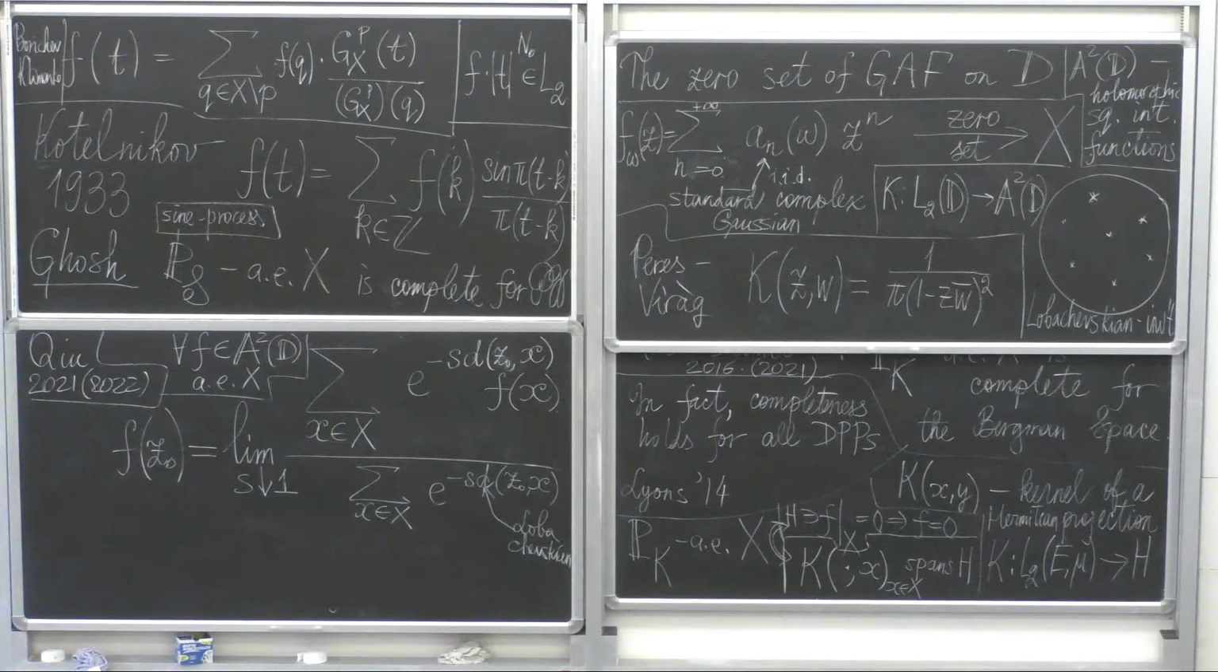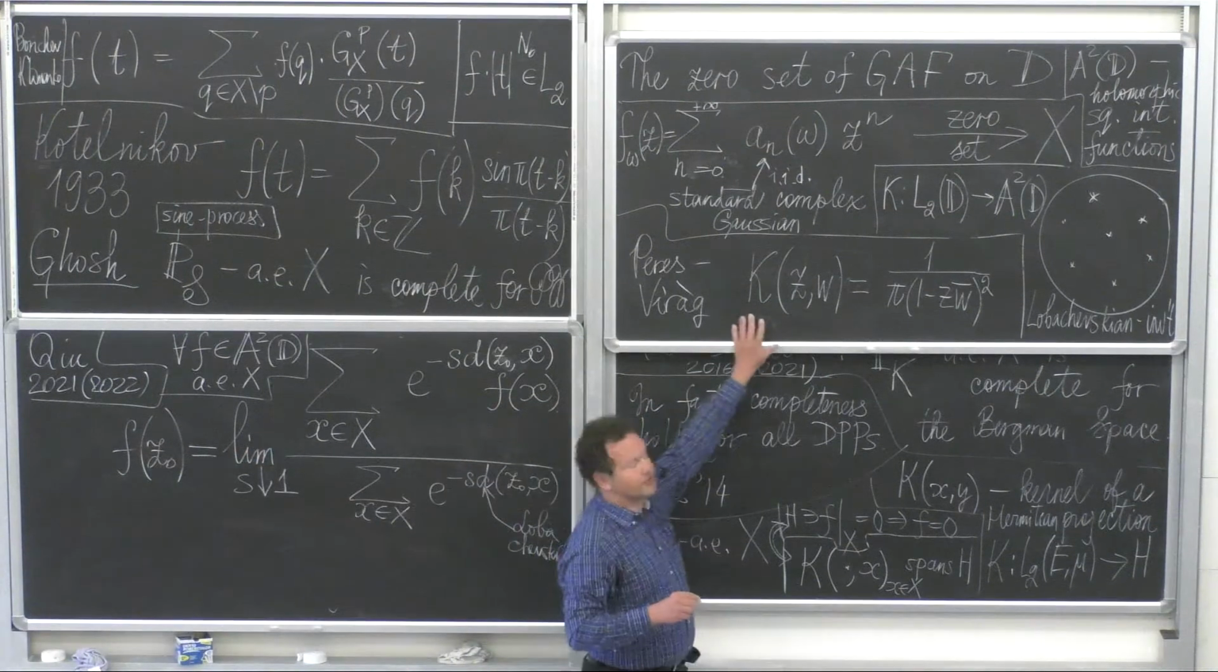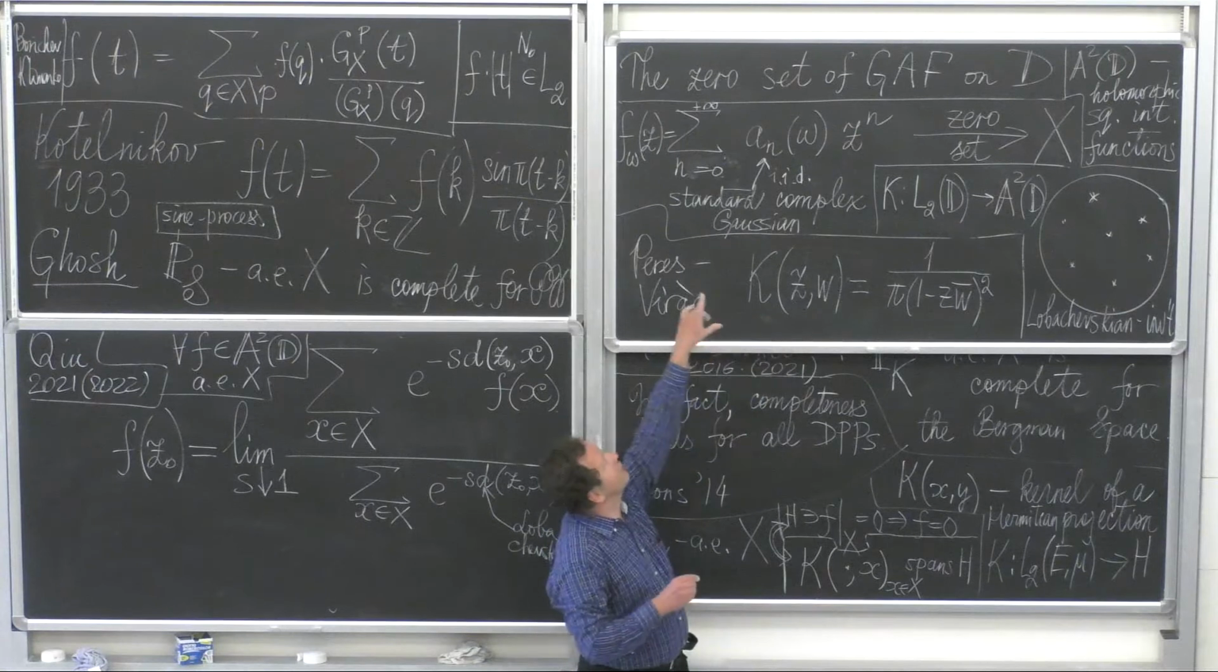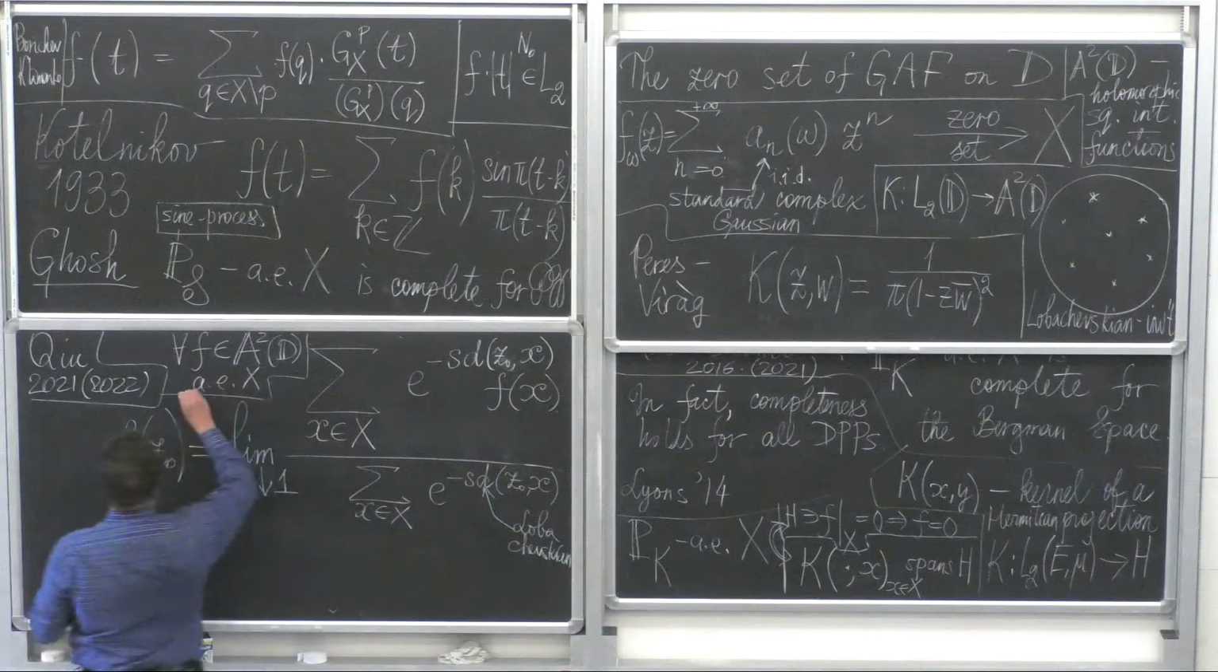Which measure on x? Excuse me, this one, always the same. The determinantal process with Bergmann kernel, which is, excuse me, yes, I should have written pk, yes, thank you very much.